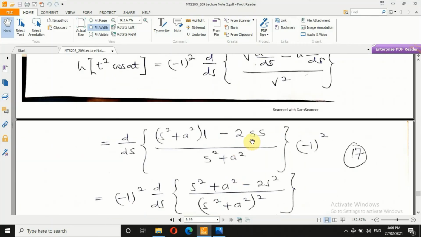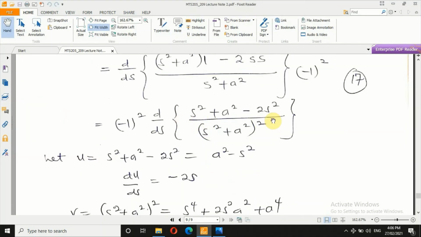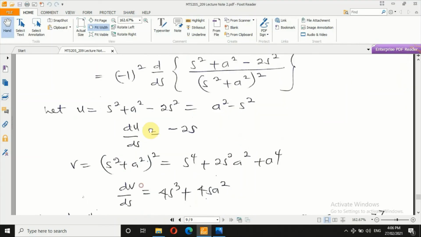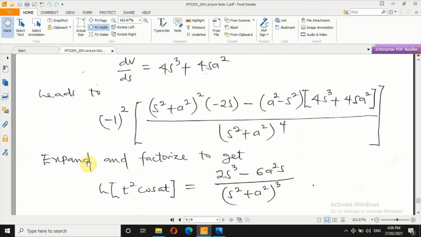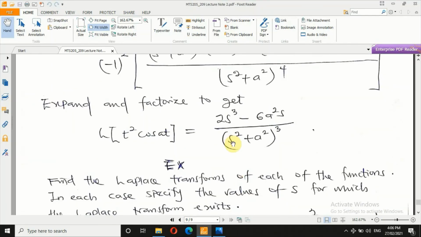So by the time you put everything back, minus 1 raised to power 2, then you differentiate the second time again. To differentiate the second time again, you have your u is now equal to this, then you differentiate. So after that, you put minus 1 raised to power 2, then you expand, you factorize, and that is all.